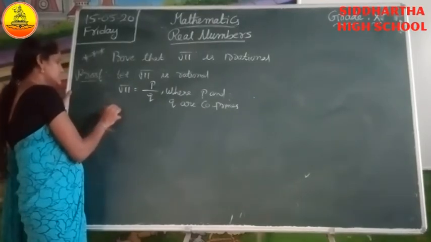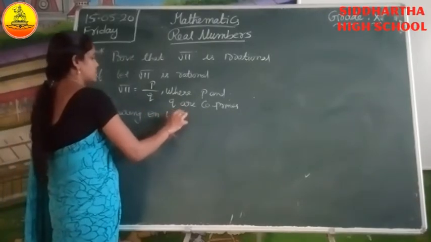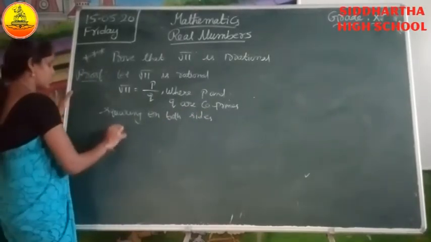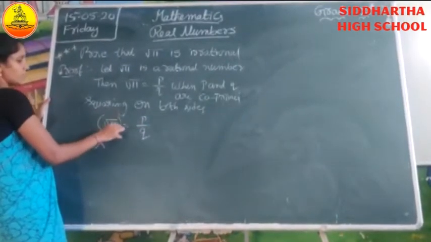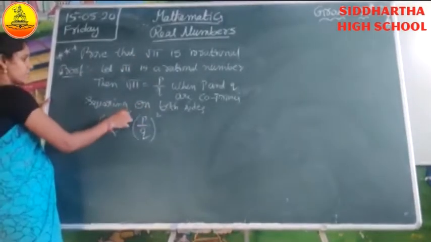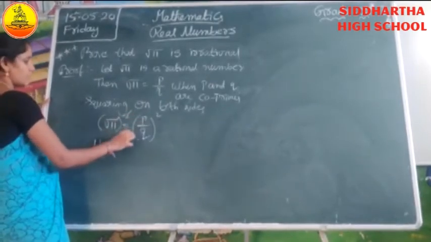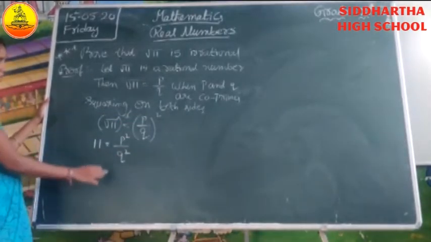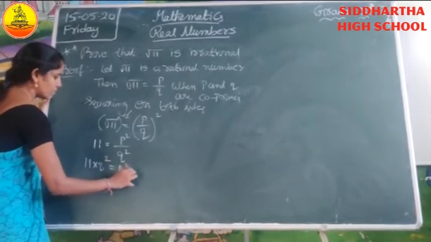Now what we have to do? Squaring on both sides. This type of sum we have to do squaring on both sides. I am doing squaring. Root 11 is equal to P by Q. Squaring on both sides means here also square will be there. Here also square will be there. Now square and root will be cancelled. What is that here? 11. 11 is equal to, for P also square is there, for Q also square is there. Now by Q square transpose to the side, it becomes 11 Q square is equal to P square.